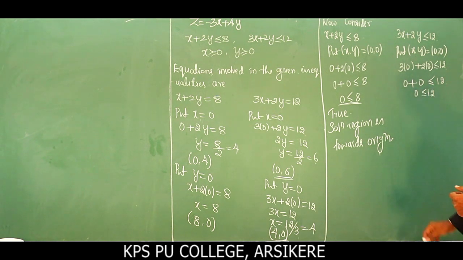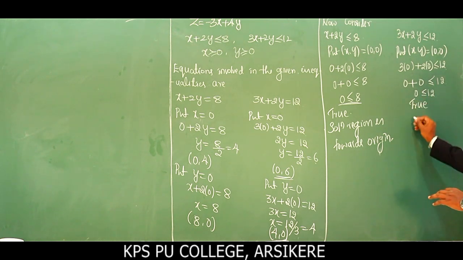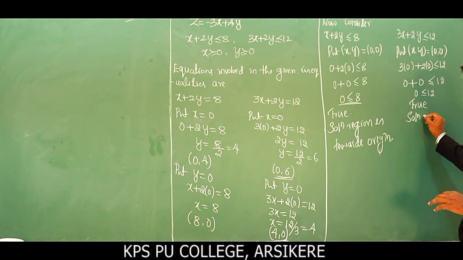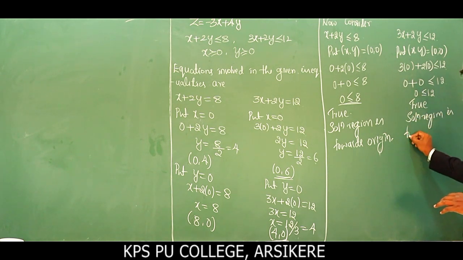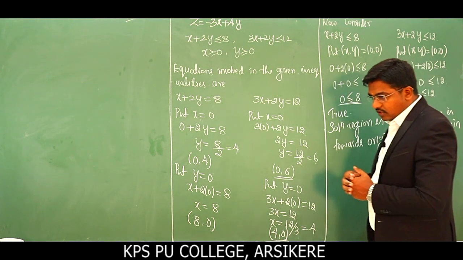So check the inequality: 0 less than or equal to 12. It means 0 is less than 12. So this inequality is true here. Clear? This inequality is true. So then the solution region is towards the origin. Clear? The solution region is towards the origin. Okay, these are the things we first need to find.